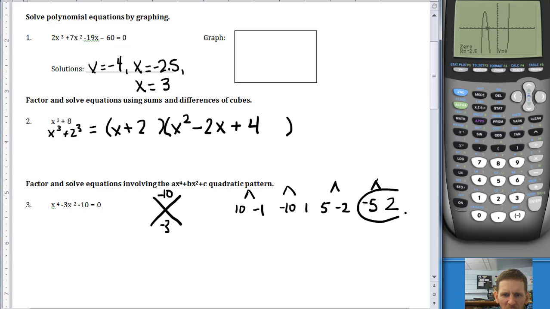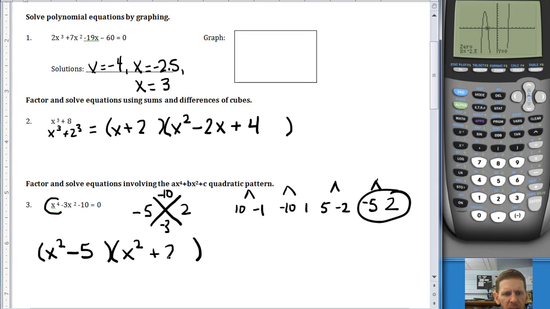Well, yes, these ones do. So we're going to be using negative 5 and 2 in our factored answer here. So what do we put in parentheses? Well, we need 2 things you can multiply that give you x to the 4th. That would be x squared and x squared. The minus 5 and the 2 are going to go here and here. And we want to set this equal to 0.